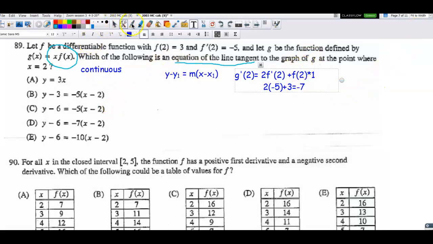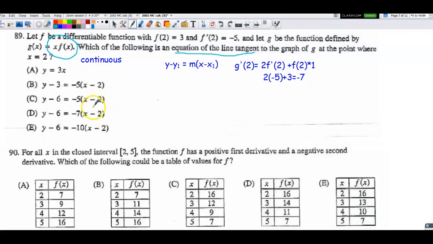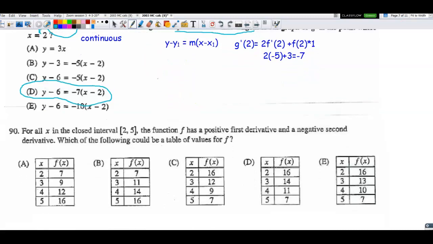And we can see when we look at our tangent lines that only one of the choices has a slope of negative 7. But of course we could substitute the x and the y value. We would have to find g of 2 by substituting in here. So that gives us a y value of 6.